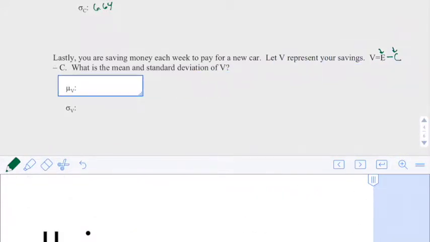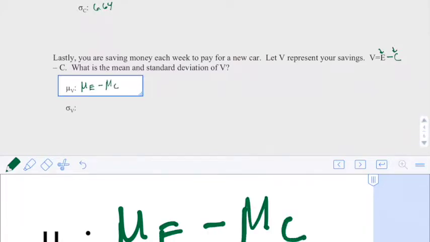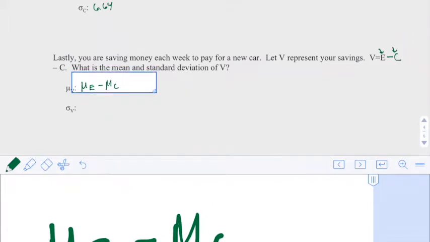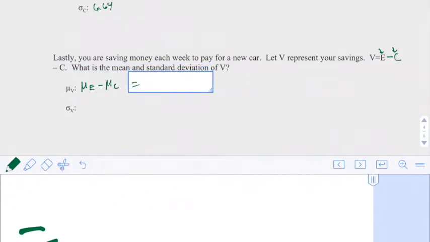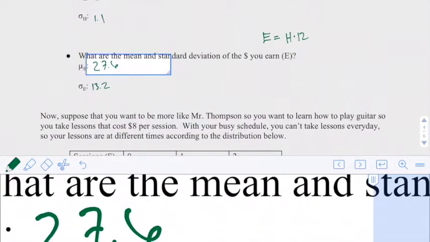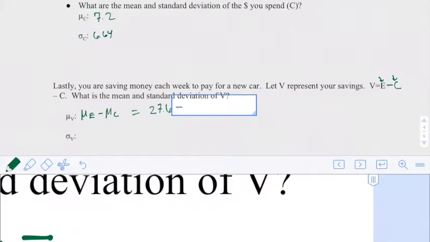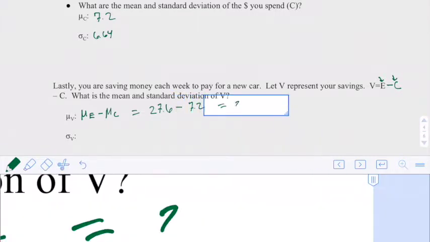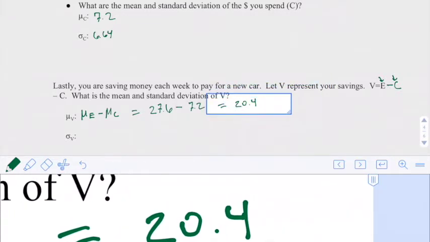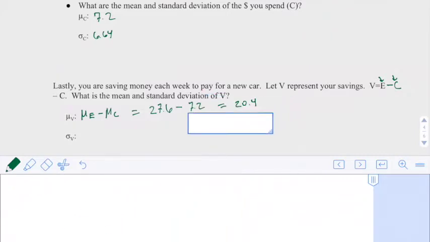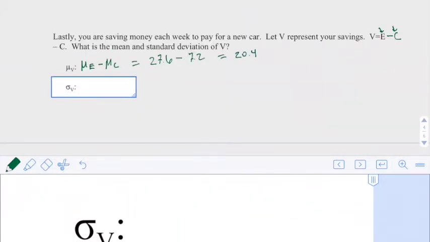So the average of V is mu of E minus mu of C, right? We add or subtract these means. So the mean that we earn is 27.6 minus that 7.2 that we spend on guitar lessons for a grand total of 20.4. So that's our savings. We save about $20.4 per week. Remember, standard deviations do not add or subtract, variances do.